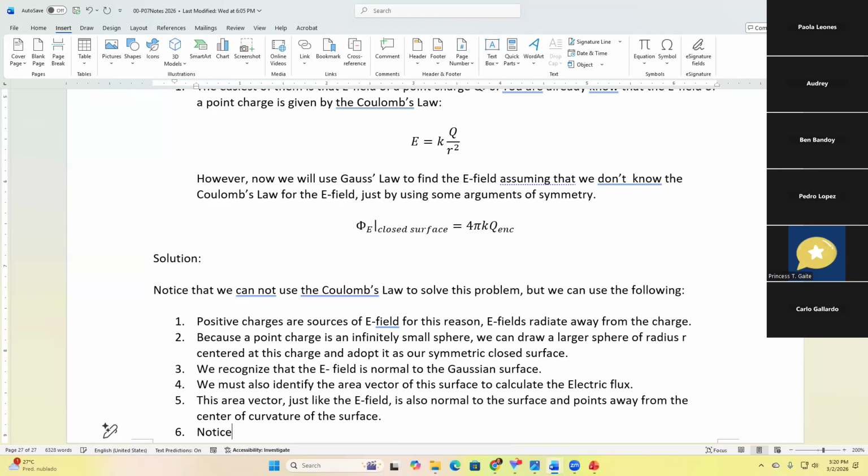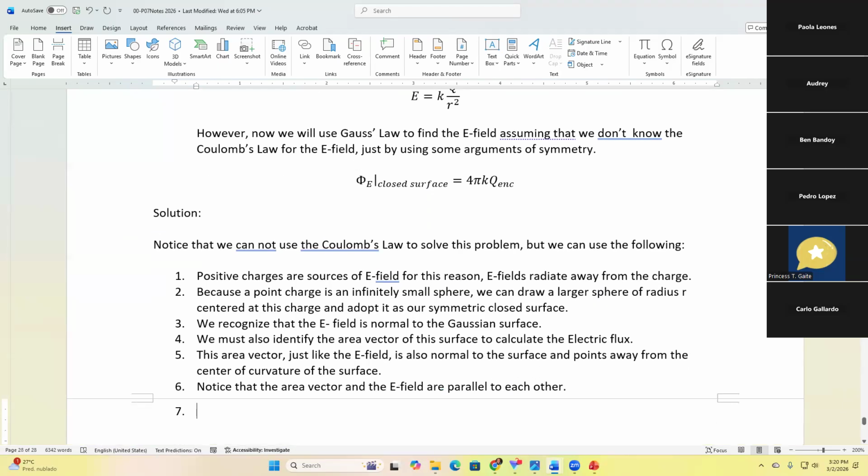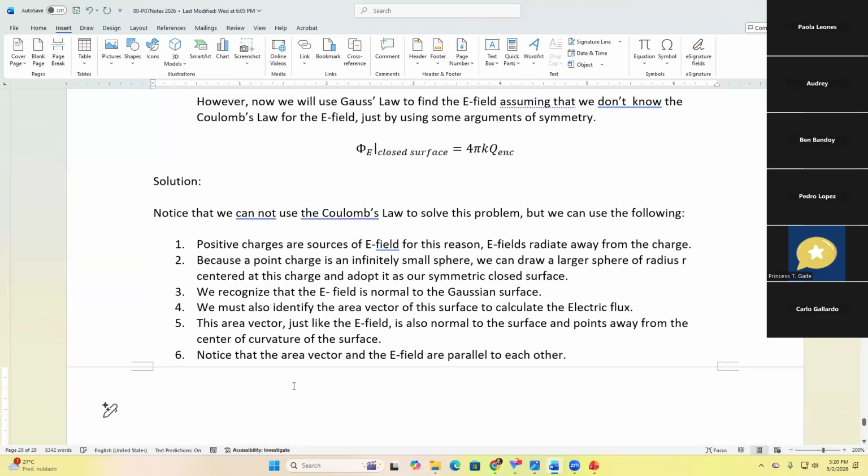Note that the area vector and the E field are parallel to each other, right? They are parallel to each other. And this is exactly now when we start calculating the electric flux. Okay? So the electric flux, remember, is E A cosine of the angle between E and A.